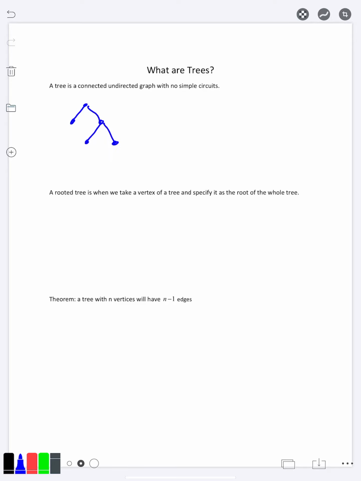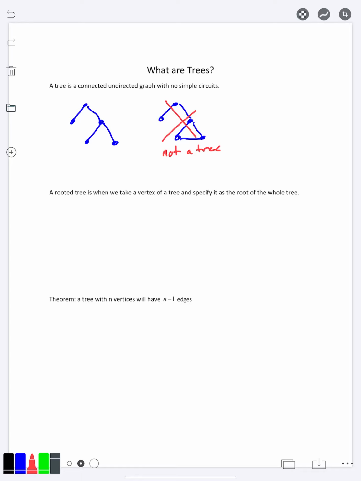Right? There's no loops in there, there's no way to get back to what you started with without crossing the same edge twice. So that would be a tree. However, if you were to take any graph that has some sort of a loop in it, then this would not be a tree. Okay, so these are examples of what trees are.